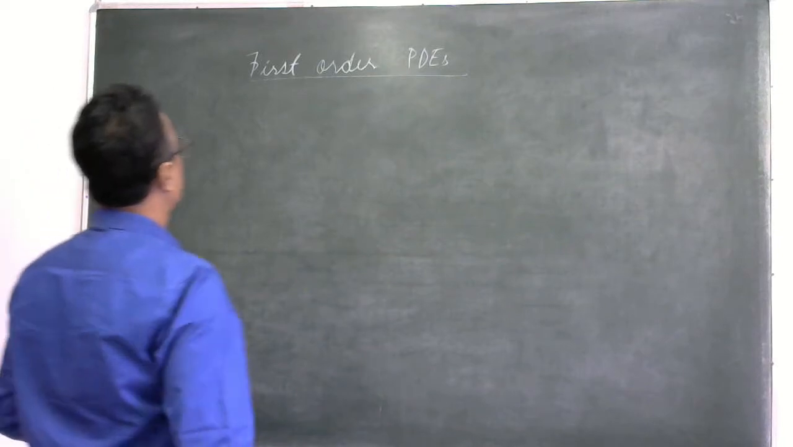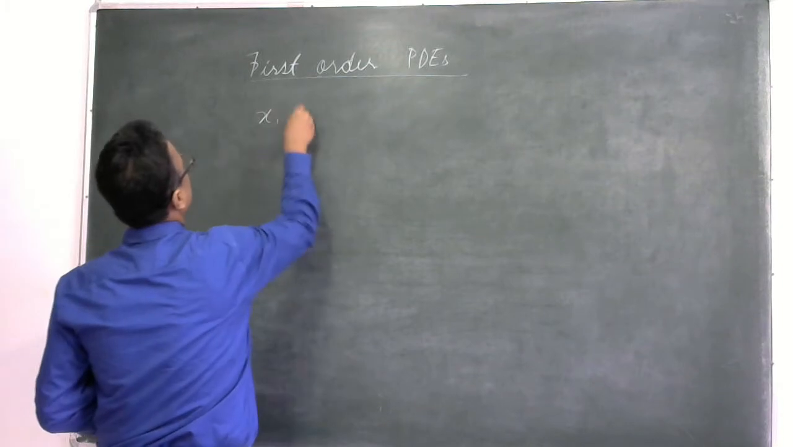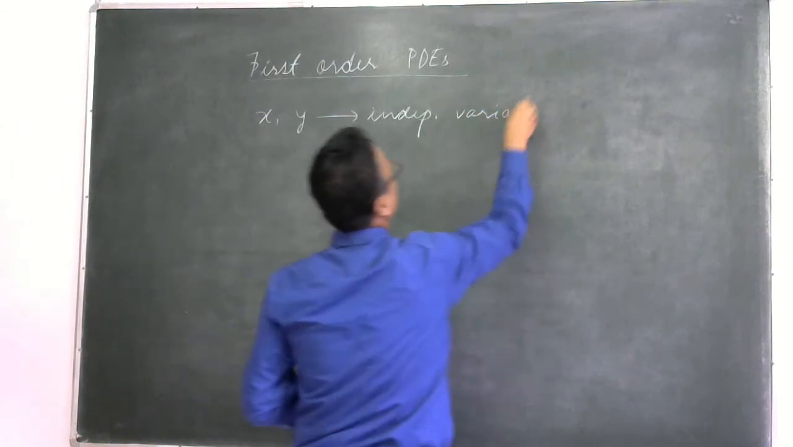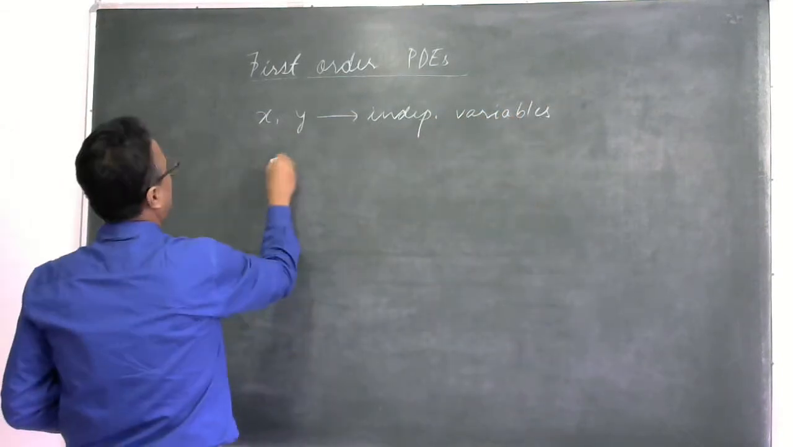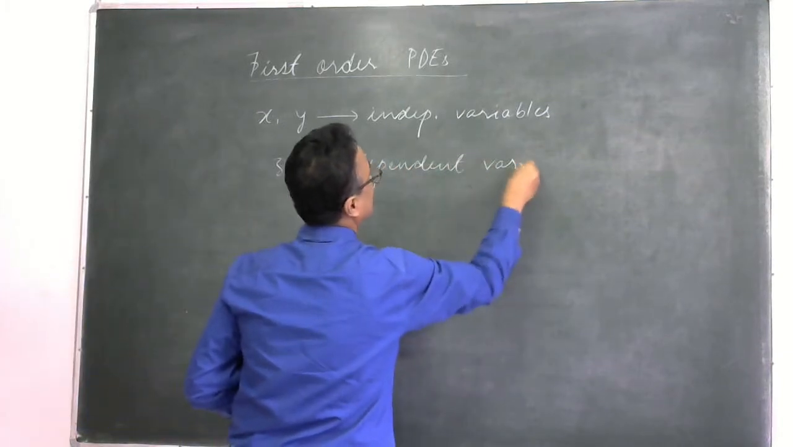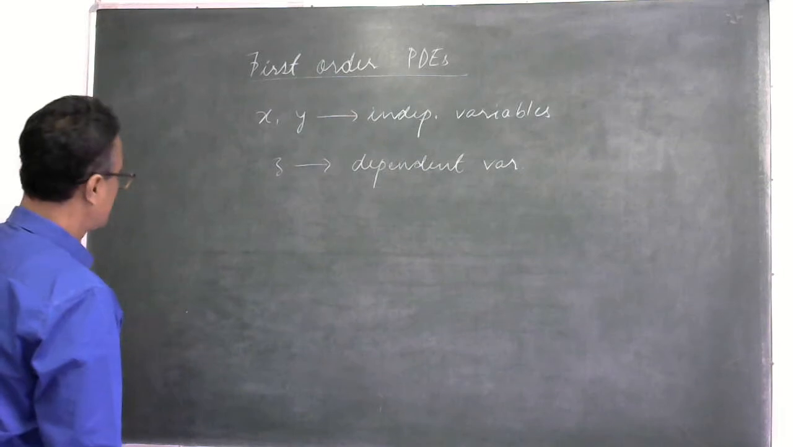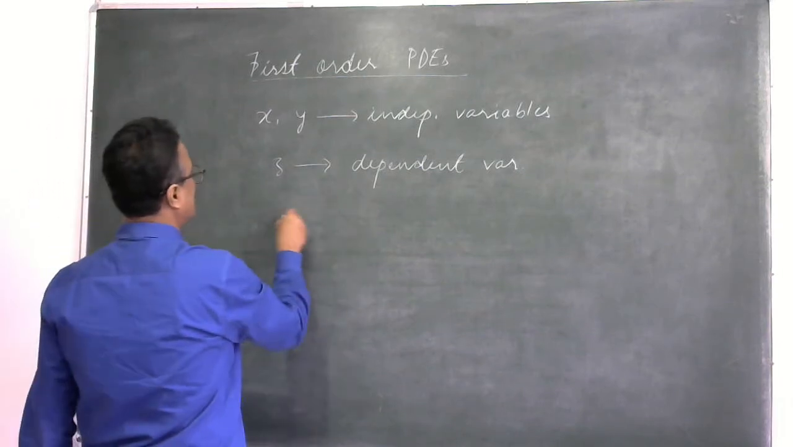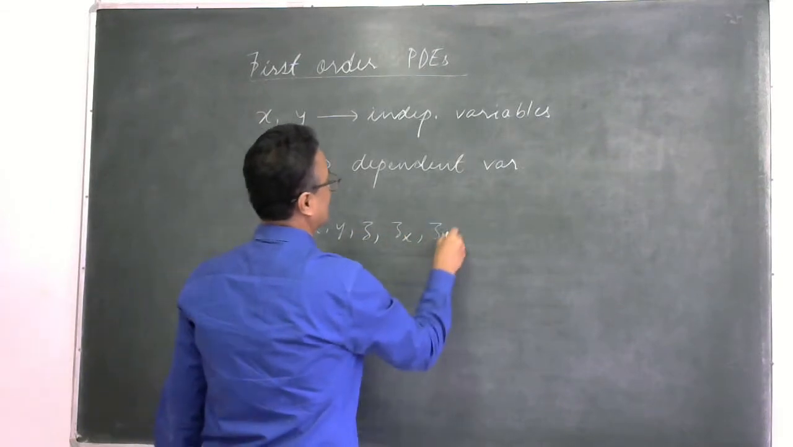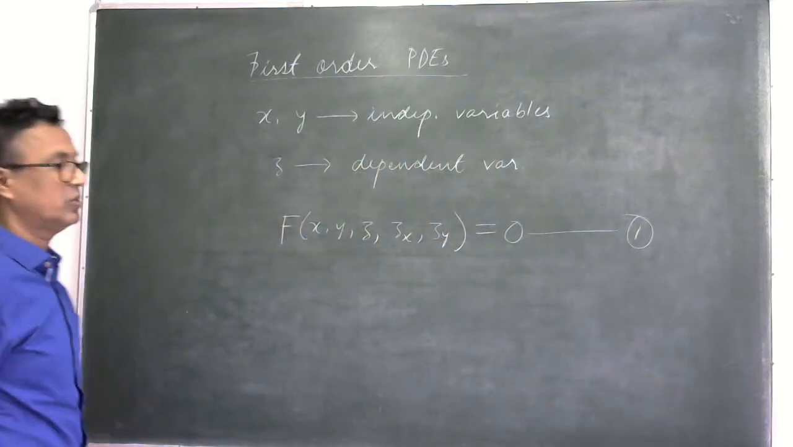Okay, fine. So a first order PDE in two independent variables, say x, y, and a dependent variable z, is defined to be of this form. F of x, y, z, z_x, z_y is equal to 0. Let me call it 1.